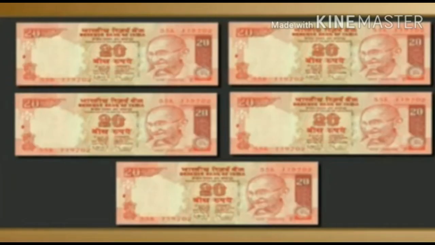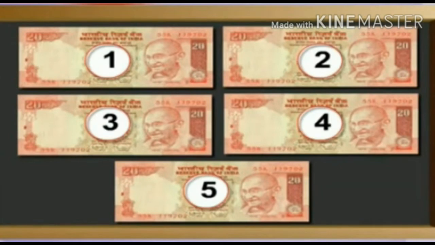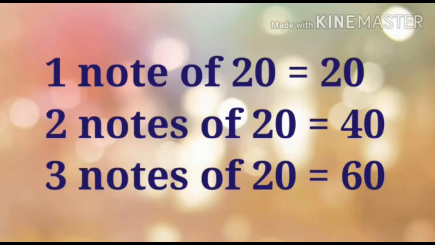Now, here we will see notes of 20 rupees. Let us count the number of notes. 1, 2, 3, 4, 5. So, there are 5 notes of 20 rupees each, which makes 100 rupees. That is 100 rupees. One note of 20 rupees makes 20 rupees.